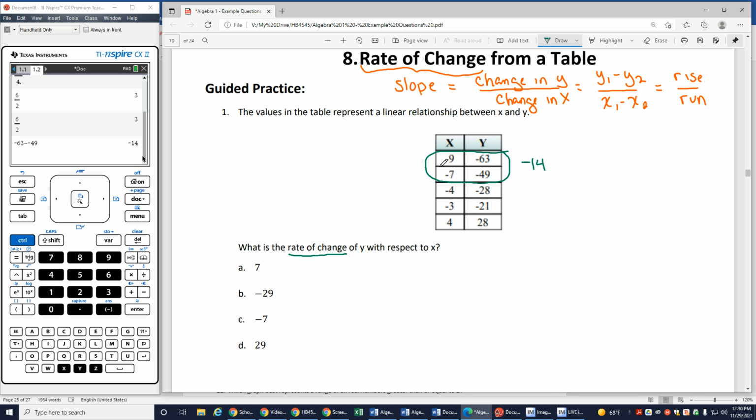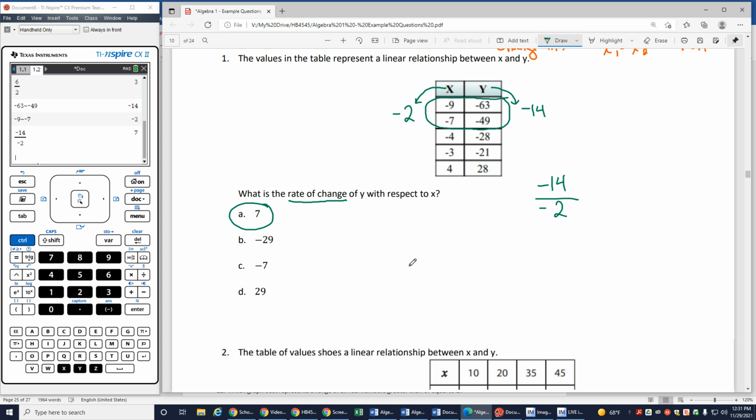Now we're going to do our change in x. So negative 9 minus negative 7. And again, same thing, because I had the minus and the negative, I wrote them both in there. And I get a negative 2. So remember, your slopes are the y change over the x change. So my y change is negative 14. And my x change is negative 2. So my slope is negative 14 divided by negative 2, which is a positive 7. And there you go.